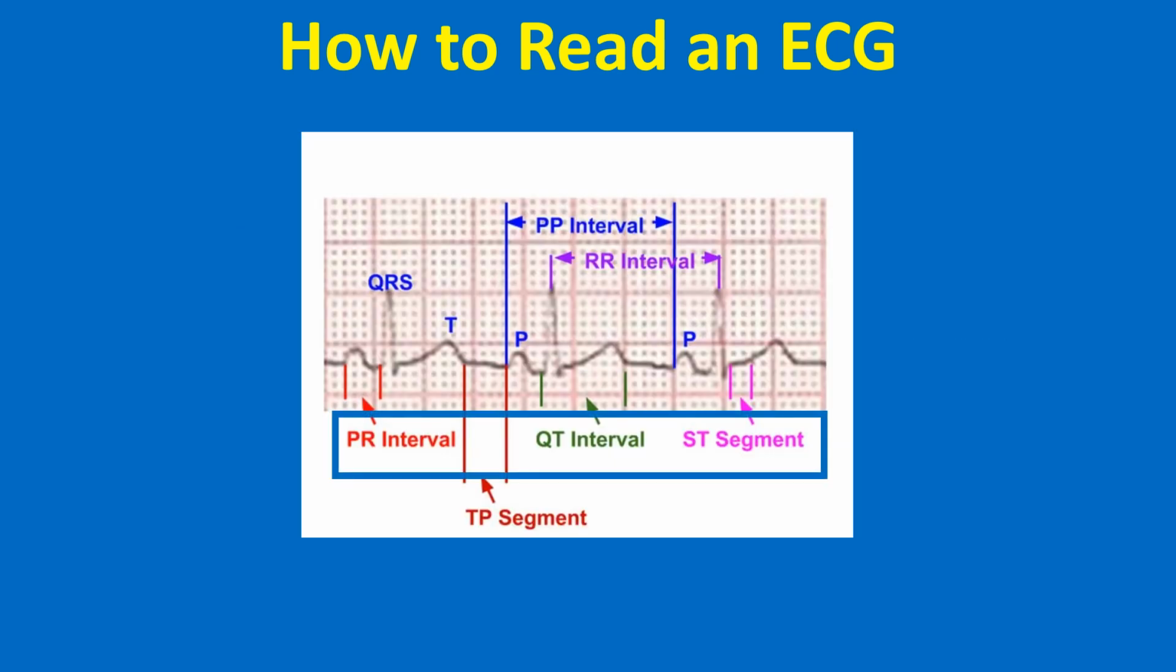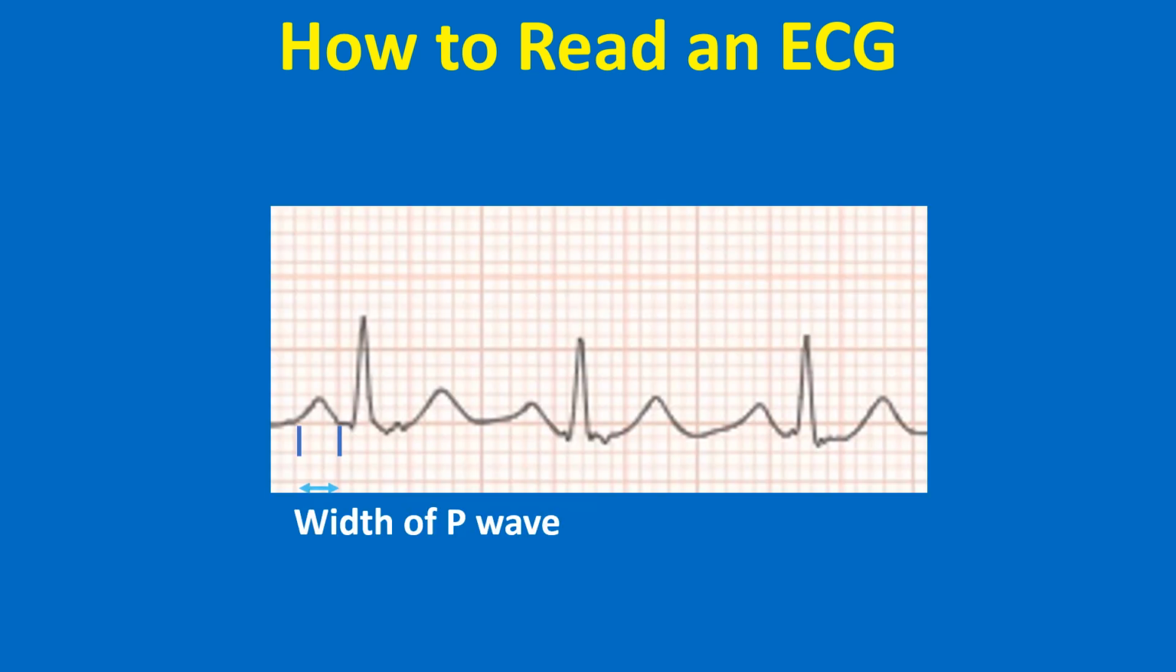Next, we will check the waves, intervals and segments in the ECG in a sequence: P wave, PR interval, QRS complex, ST segment, T wave and QT interval in that order. Normal width of P wave is up to 2.5 mm. If width is increased, it is suggestive of left atrial enlargement.